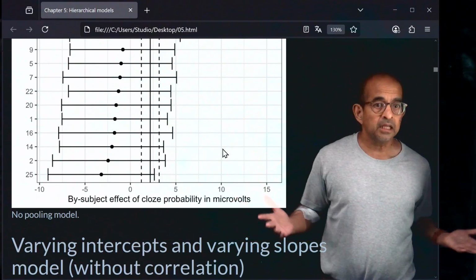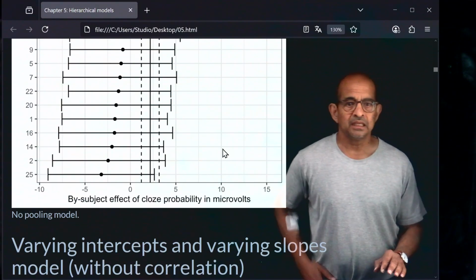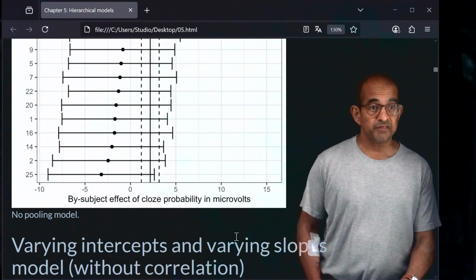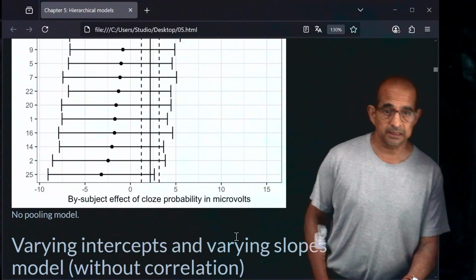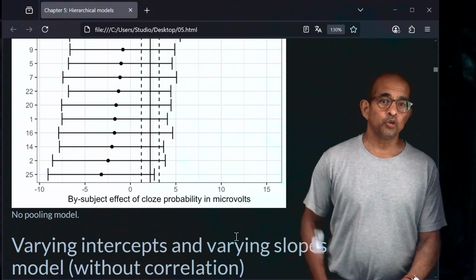They don't all show the same behavior as the grand average behavior, right? That is pretty clear, and that's usually true. There will be individual level variation between the participants, right? And you can characterize that by fitting such a no pooling model.